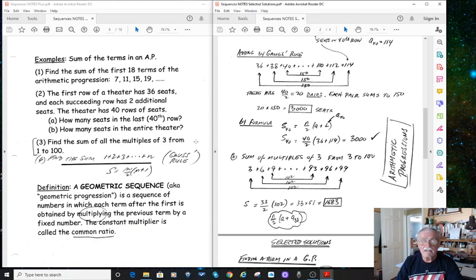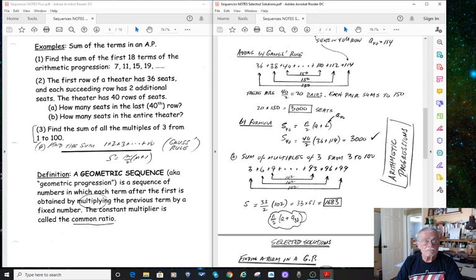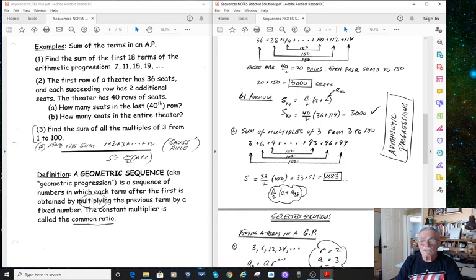Okay, let's do one more, and then we're going to turn our attention to geometric sequences, a different type, very important, in the next video. Okay, so question number 3. Find the sum of all the multiples of 3 from 1 to 100. Okay, well, so here we go. Write them down. All right, 3 and 6 and so forth up to 99. And take the common sense approach again.